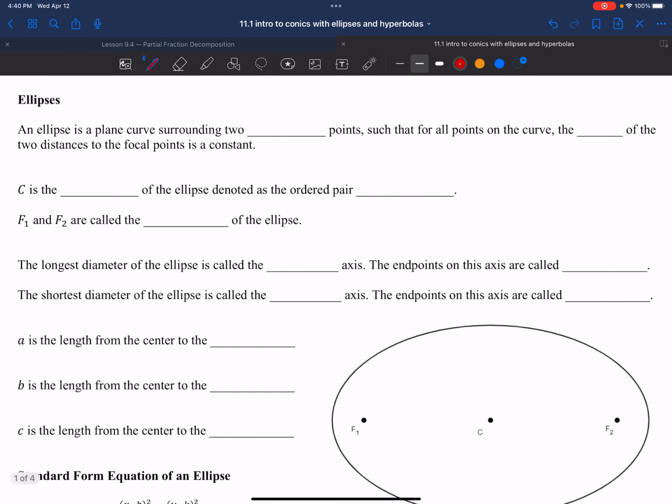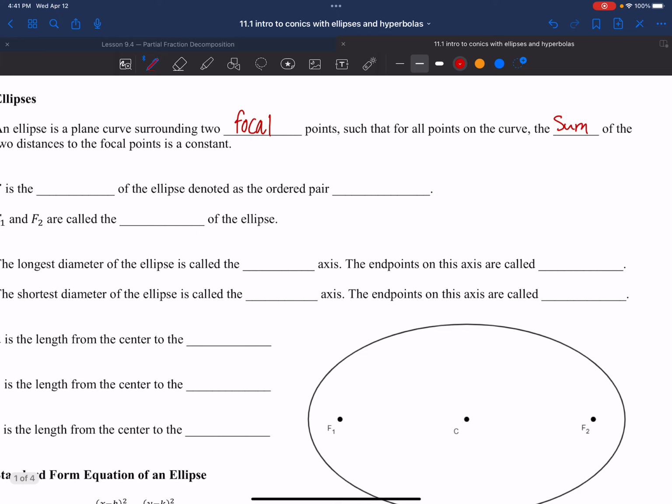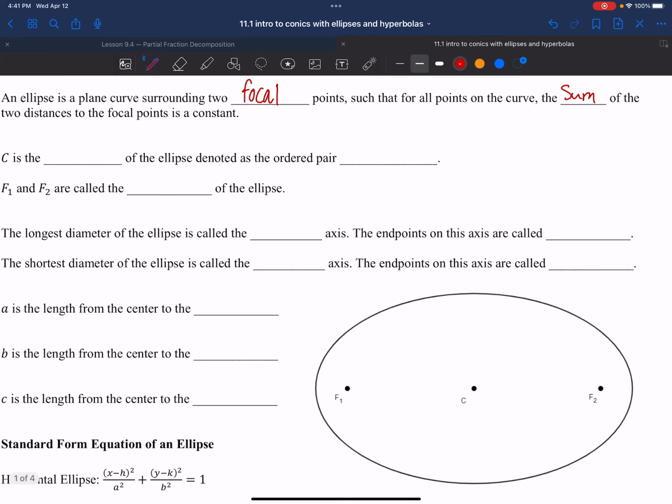Okay, so let's talk about ellipses. So what is an ellipse? An ellipse is a plane curve surrounding two focal points such that for all points on the curve, the sum of the two distances to the focal points is constant. Now, with me on my iPad, I feel limited in really demonstrating this, and that's why I want you to check out those videos. But I'll try to explain it here as best I can.